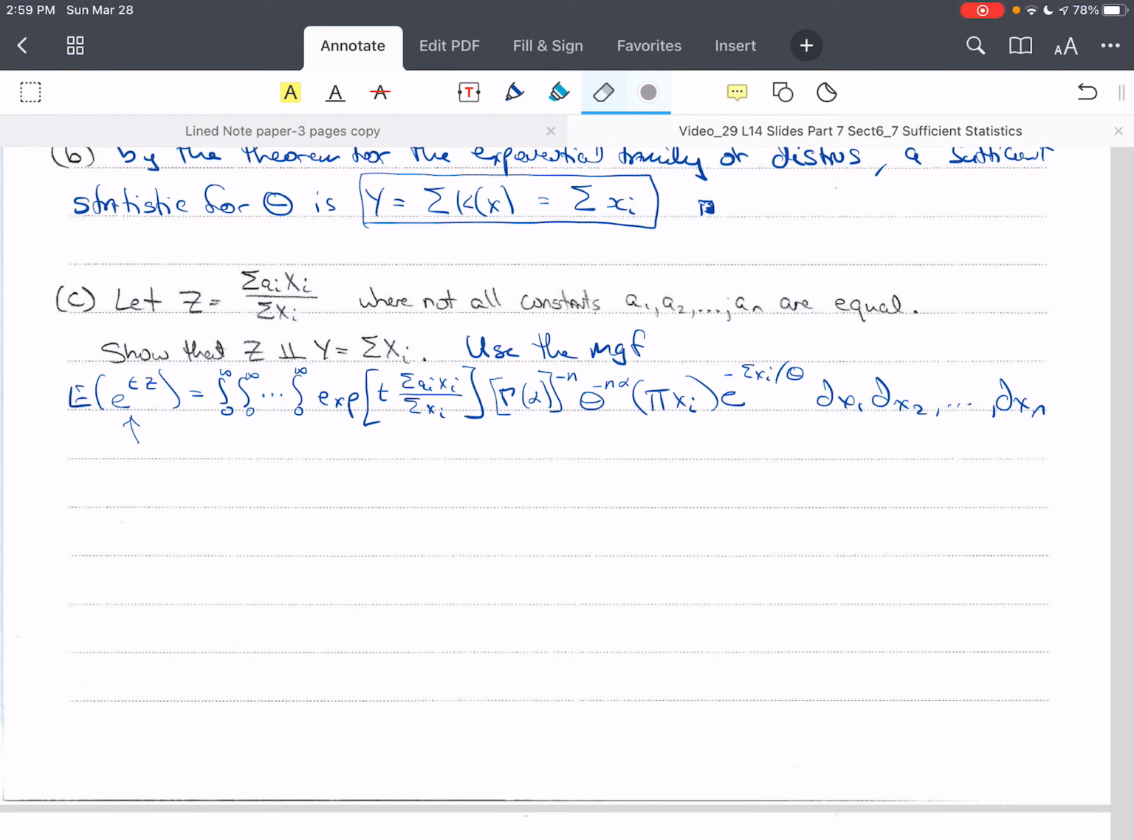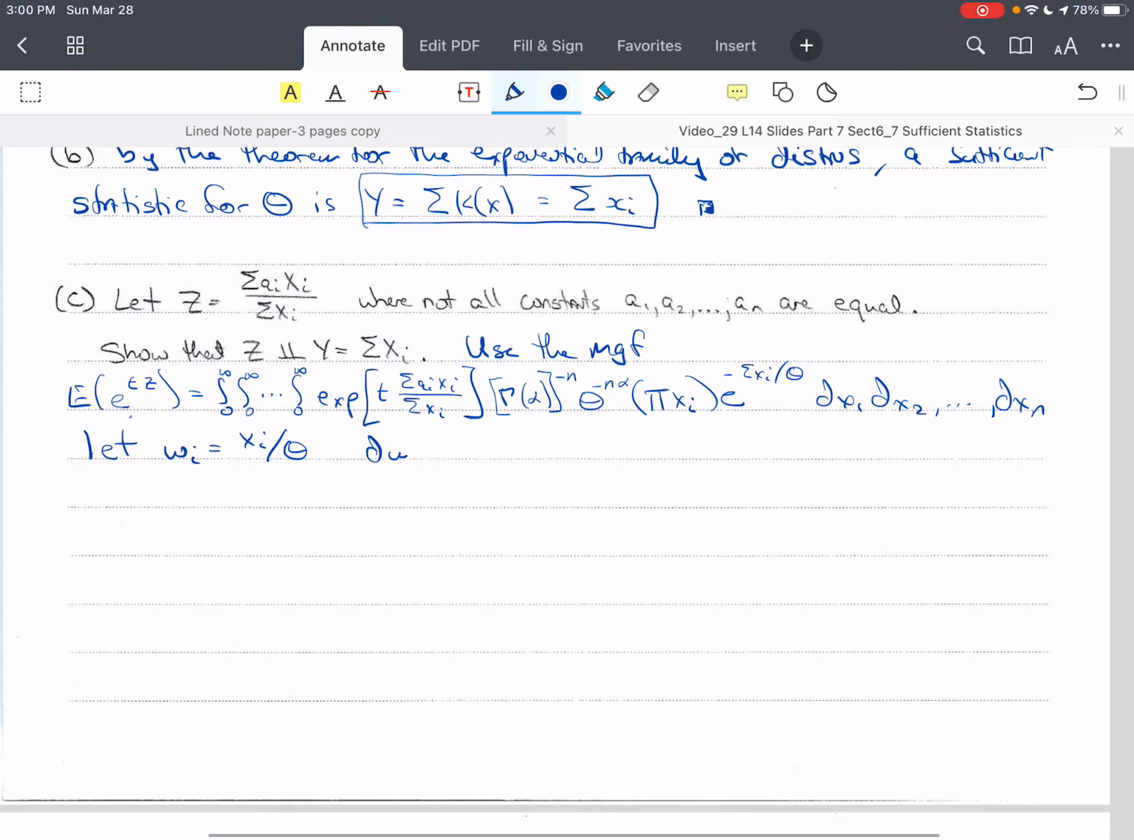So, clean up down here. And so we're going to now do a substitution. So let w_i equal x sub i over theta. So then dw_i will be 1 over theta, it's a constant, dx sub i, and this implies that dx sub i is equal to theta times dw_i, okay?